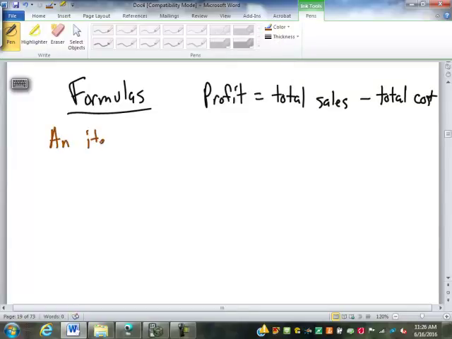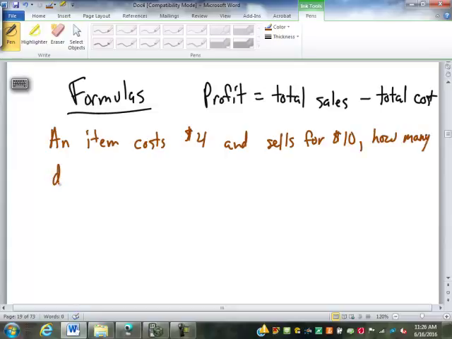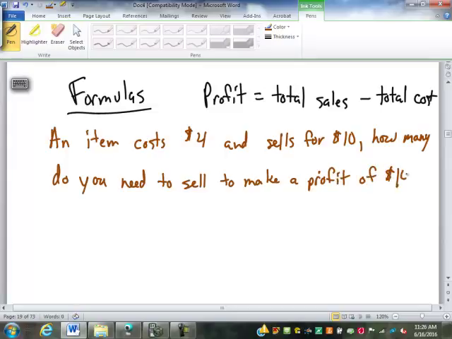If an item costs $4 and sells for $10, how many do you need to sell to make a profit of $144?